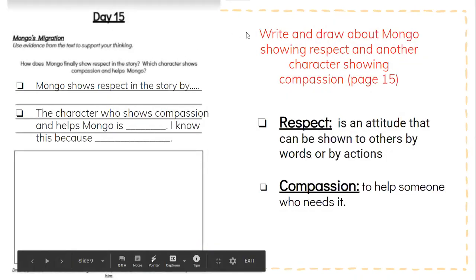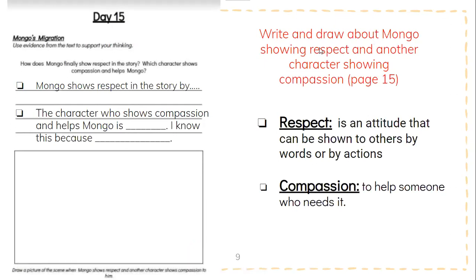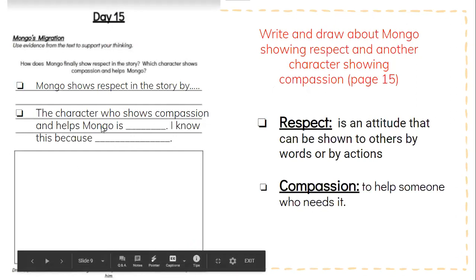So your job is to write and draw about Mongo showing respect and another character showing compassion. And this is on page 15 of your packet. Respect, friends, is an attitude that can be shown to others by words or by action. And compassion means to help someone who needs it. I went ahead and gave you some sentence starters over here.